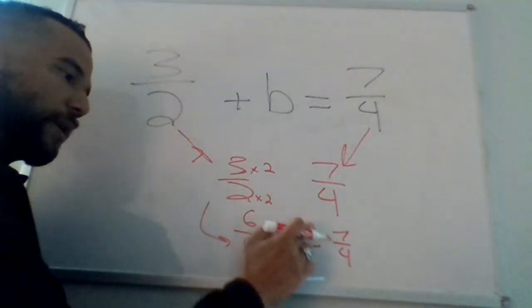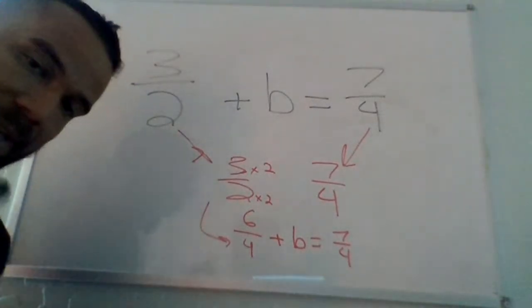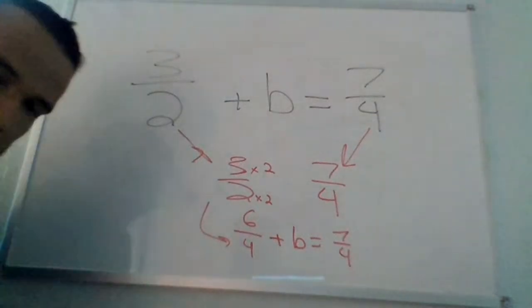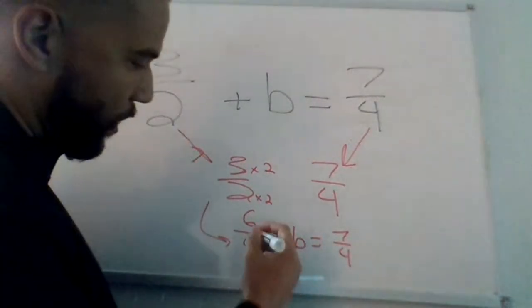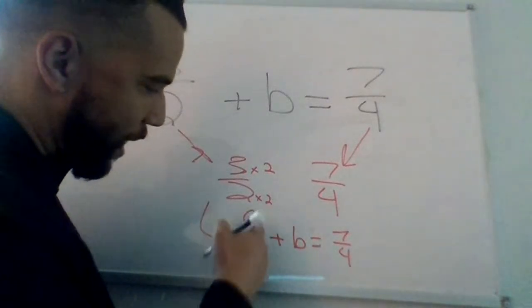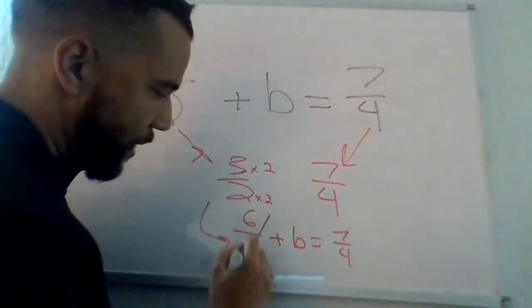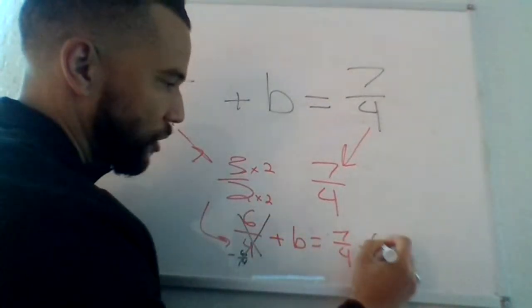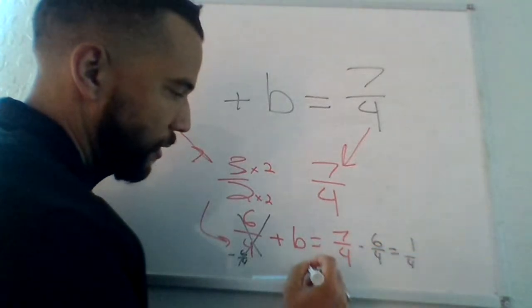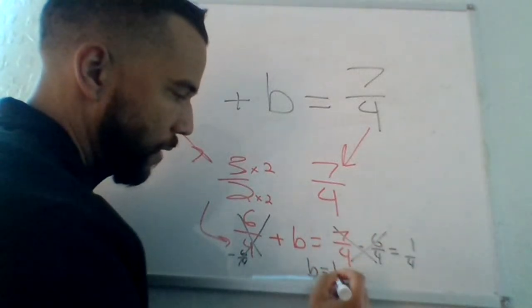If you weren't sure, you could use inverse operations, meaning you do the opposite to cancel out everything but the variable, meaning the unknown number. So you could say, well, I want to find out what b is, so I need to take this positive 6/4 and subtract it. So now it goes away. I subtracted 6/4 here, which gives me 1/4. So b equals 1/4.